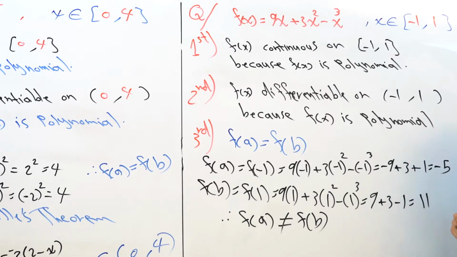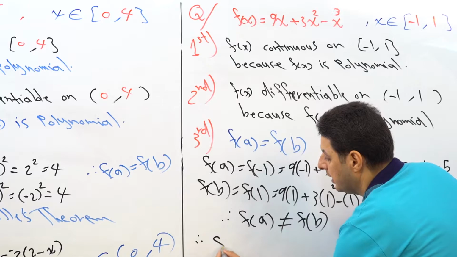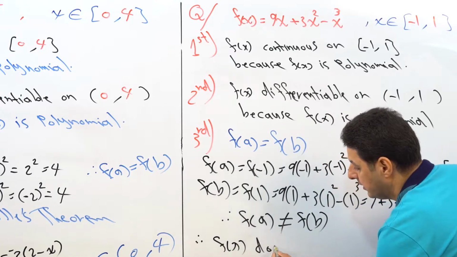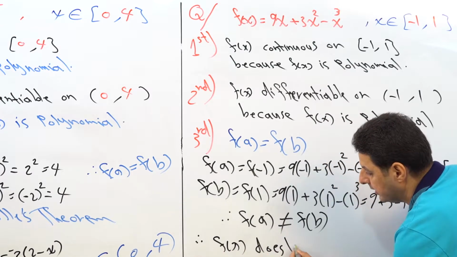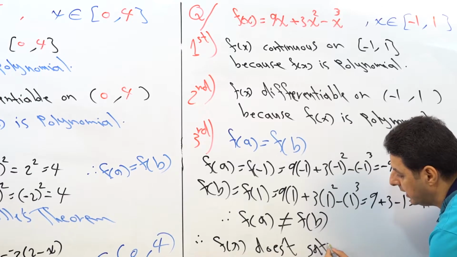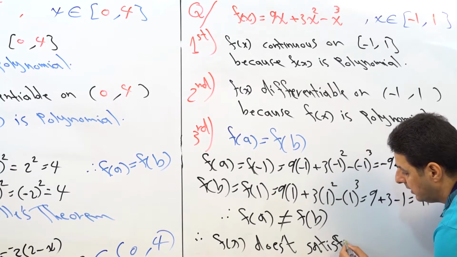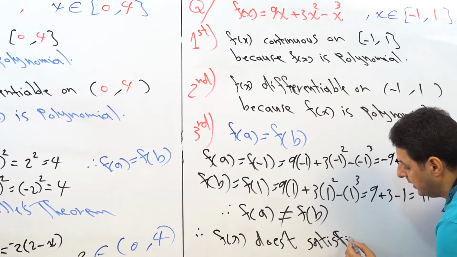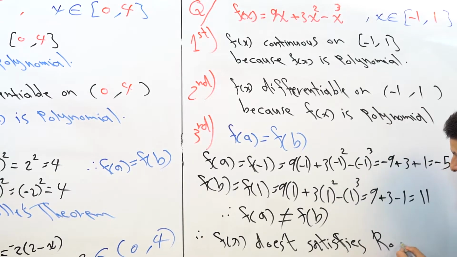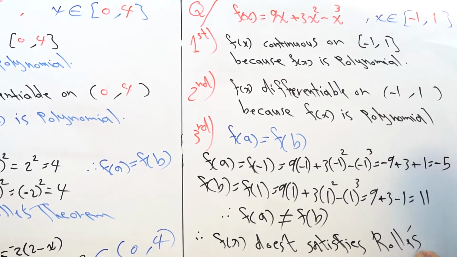الشرط الثالث غير متحقق. f of A not equal f of B. Then f of x doesn't satisfy Rolle's theorem.